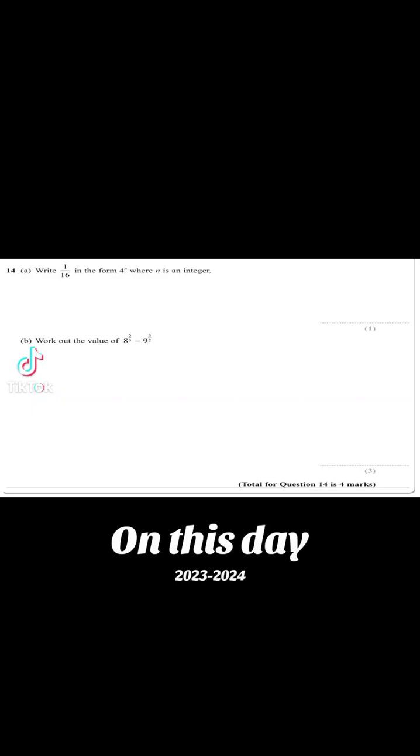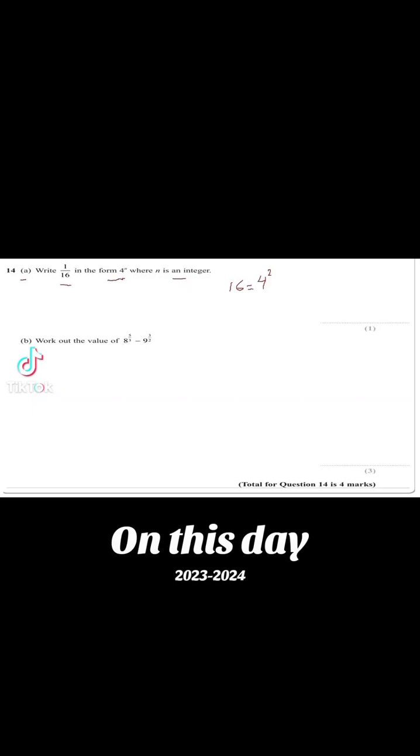Part A: write 1/16 in the form 4 to the n, where n is an integer. So 1/16. Well, I know that 16 is 4 times 4, so 16 is 4 squared. Now, to go from 16 to 1/16, I've done the reciprocal, so I've turned it upside down.